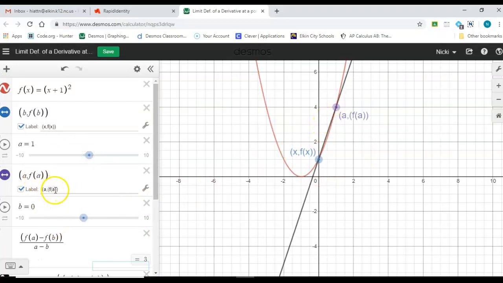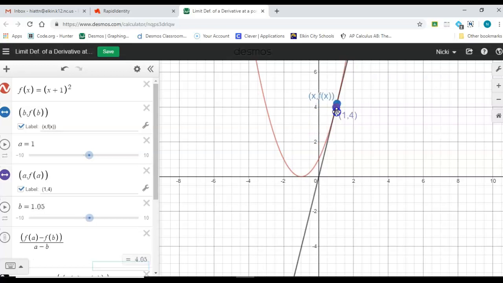So, on this graph, let me move that a value right there to 1. I'm going to change the label so we can see it better. 1. And then, what's the y coordinate there? 4. So we want f of x to get closer and closer to that point right there. Still, I can't get it. I think it was right. So 1, 4. We want it to get closer and closer there.